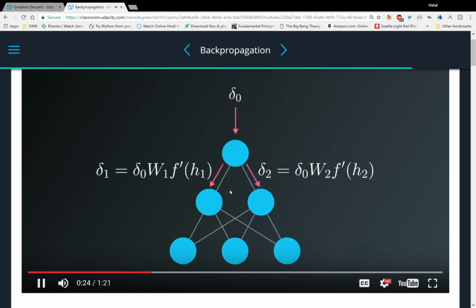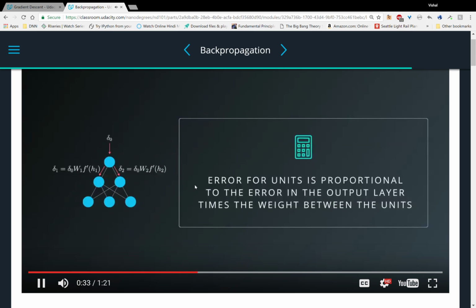Before, we found the errors by taking the derivative of the squared errors with respect to the weights between the input and output layers. If we do that with a hidden layer using the chain rule, we find the error for units there is proportional to the error in the output layer times the weight between the units.